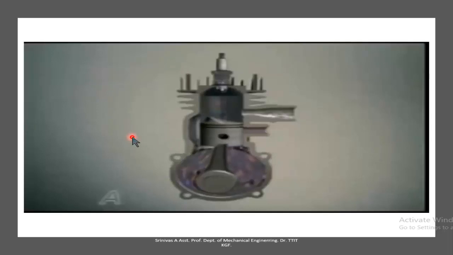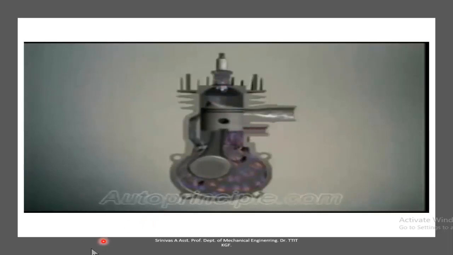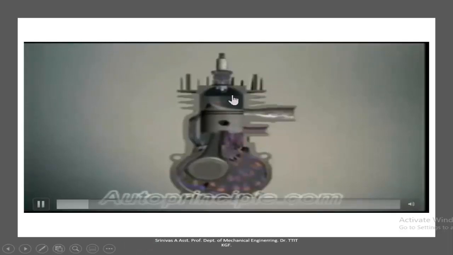Here is the first, beginning stroke: the piston moves from BDC to TDC. While the piston is moving, you can observe here, this is the exhaust port and this is the inlet port. Fresh air will already have entered the cylinder by the previous movement of the piston, and that will be compressed during the movement of the piston from BDC to TDC. So the air fuel mixture is present in the cylinder.